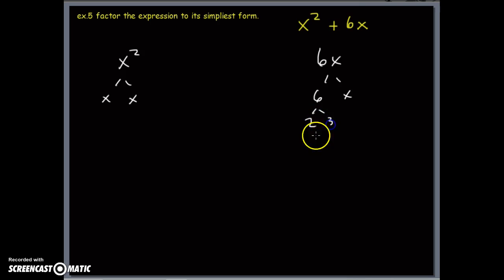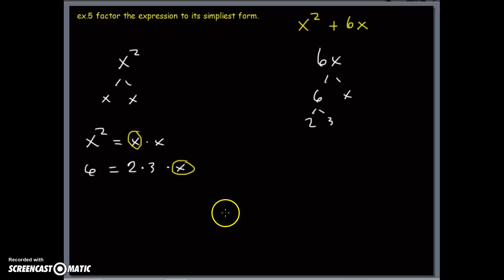So this may seem a little redundant, and that's fine if it is. Hopefully by now you can kind of do some of this stuff shorthand. So we've got x times x, and then for 6x, we've got 2 times 3 times x. So you can see here that they don't have any numbers, coefficients, that we can factor out, but they've got a variable. They've just got one x that's being multiplied in both of them.